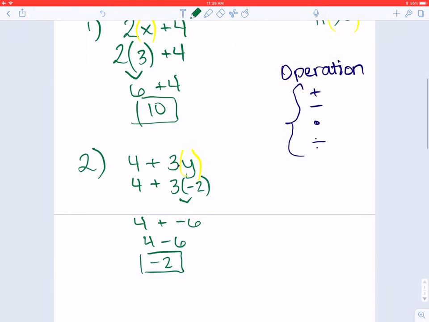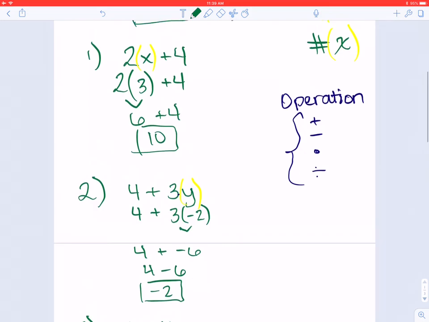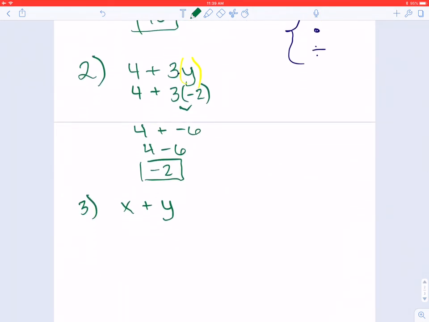All right, let's try one more. x plus y. I don't need to put parentheses around these because they're separated by a plus sign. They're separated by the operation plus. x is 3, y is -2. So I have 3 plus -2, which is the same as 3 minus 2, which is 1.